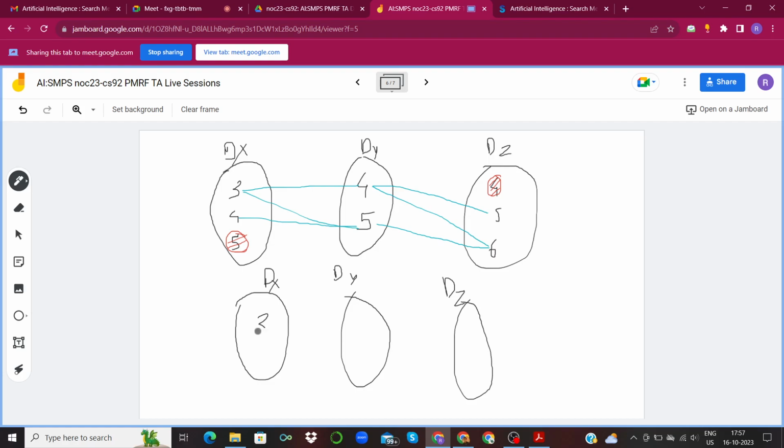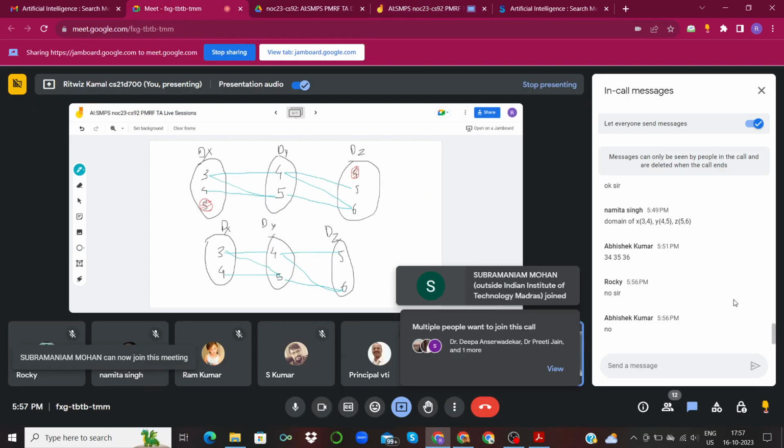So here you have 3 and 4, 4 and 5, and 5 and 6. And let's draw the arcs once more. So 3 will be connected to 4 and 5, and 4 will be connected to 5, and 4 will be connected to 5 and 6, and 5 will be connected to 6. So now, do you think the system is arc consistent? Can we perform any more deletions?